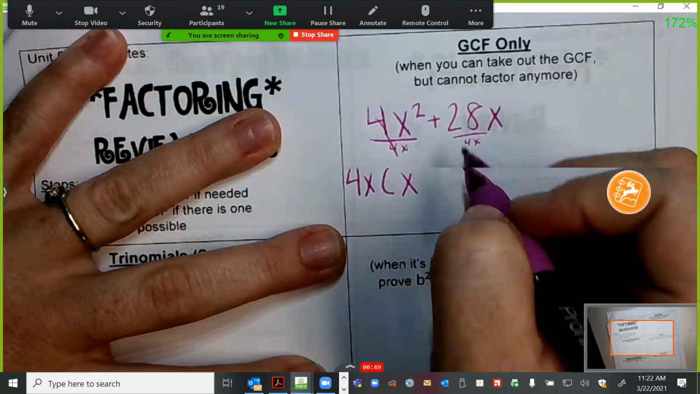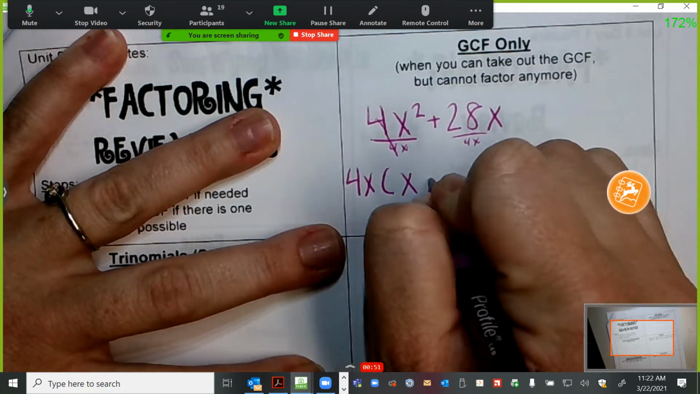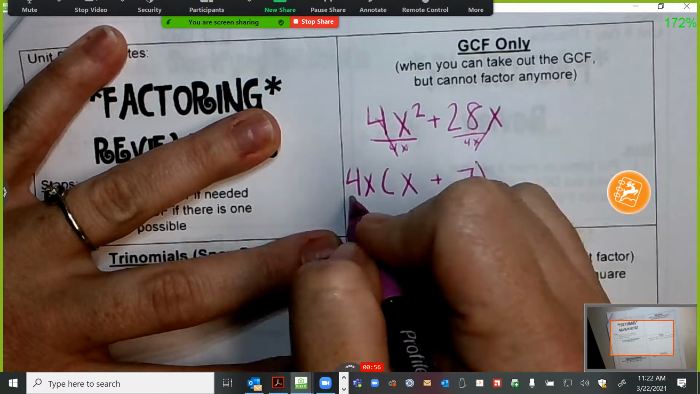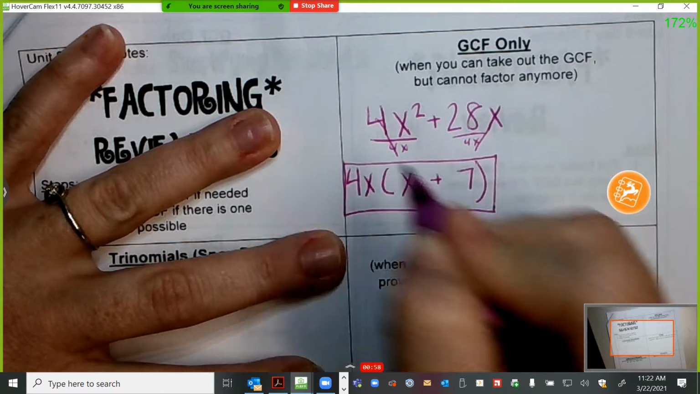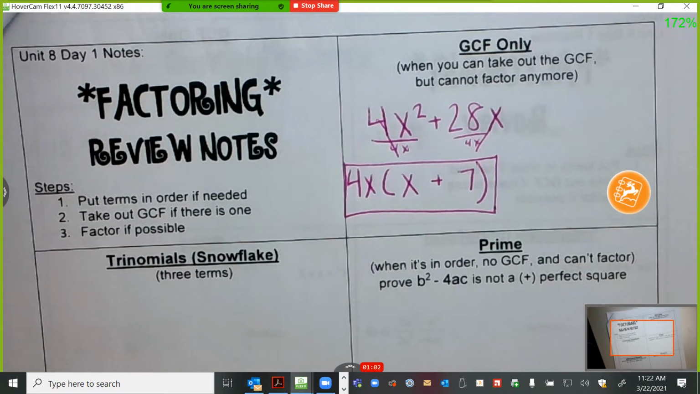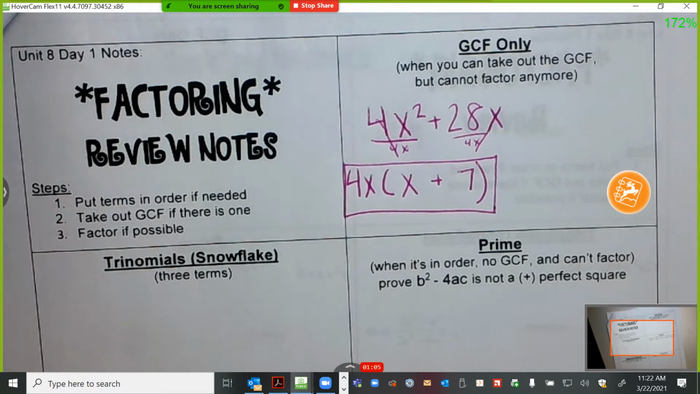Okay, and then 28 divided by 4 is what? 7, and the x's cancel. So here is our answer: x plus 7 cannot be factored any further, so we're done. Okay.